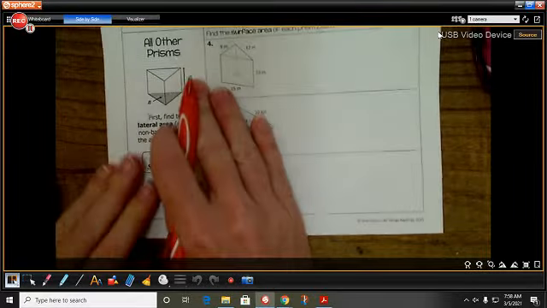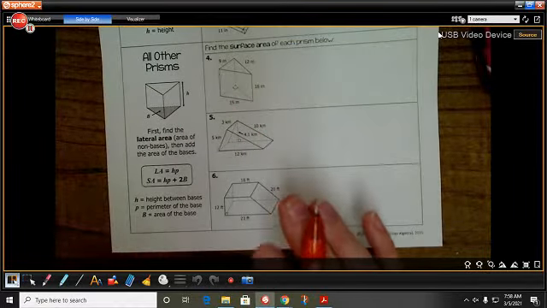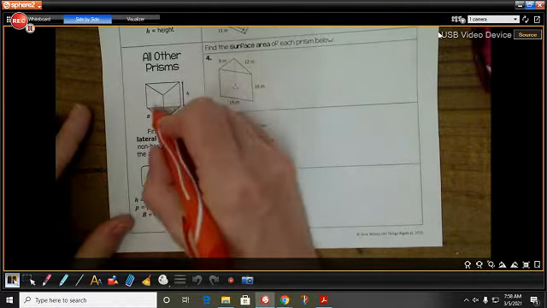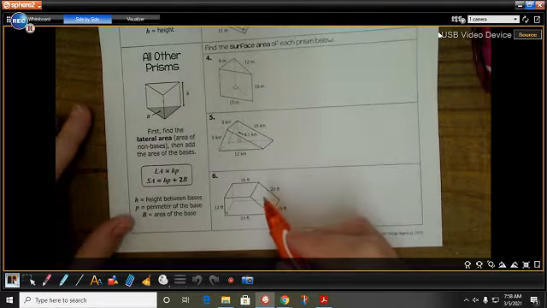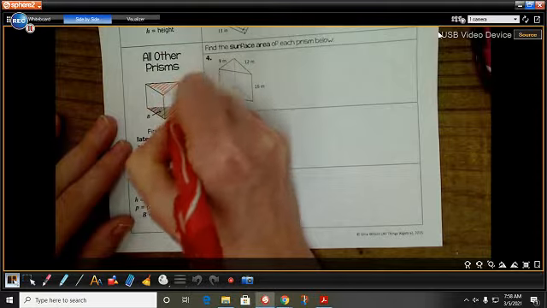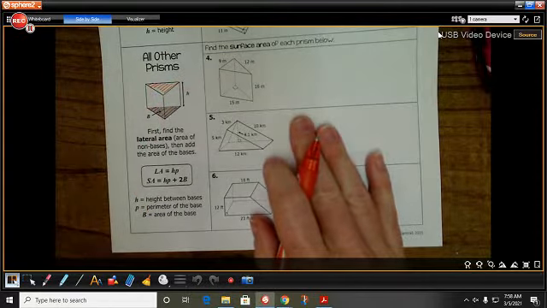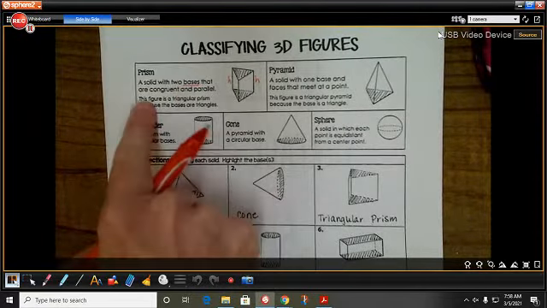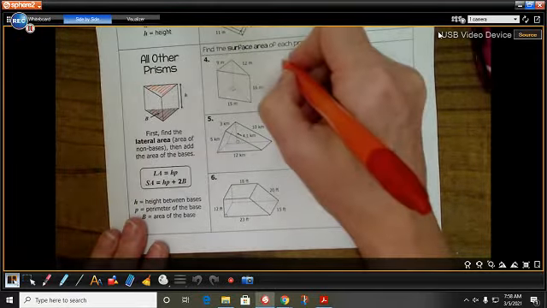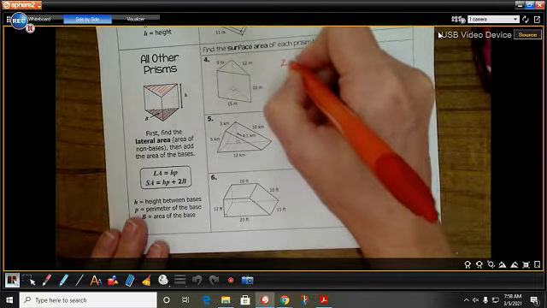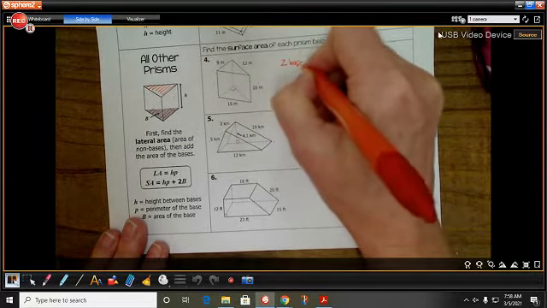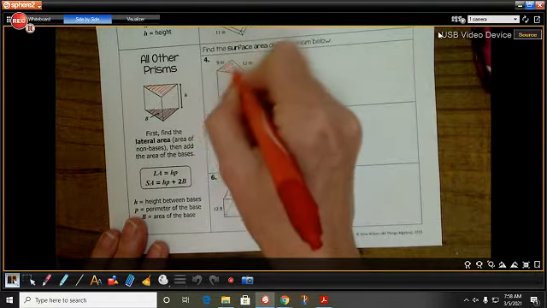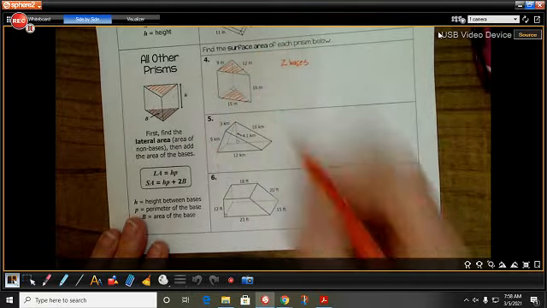All other prisms, you have to work a slightly different way because they don't necessarily have any matching sides. Their bases are always going to be congruent because that's your definition of a prism. We said that a prism has 2 bases that are congruent. In this case, I have triangular bases being congruent. So I know that I will have 2 triangular bases. Okay, so here I have a triangle base and a triangle base.